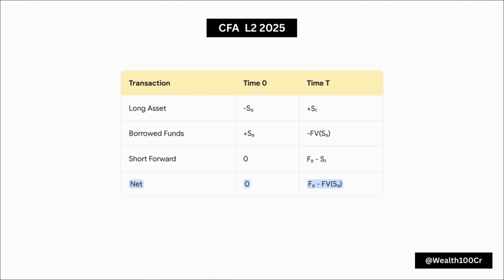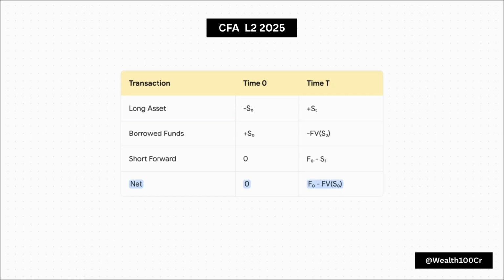Now this table shows exactly how they do it. Let's walk through it because this is where the magic happens. Look at time zero. Our arbitrager buys the asset, which is a cash outflow of S0. But at the exact same time, they borrow that exact same amount of money. So what's their net cash flow? Look at the bottom row. It's 0. Rule 1, satisfied.